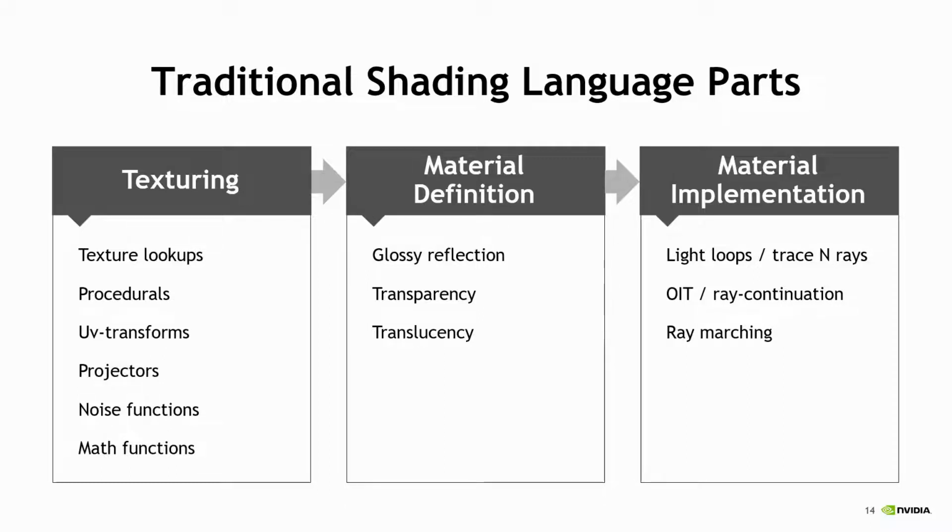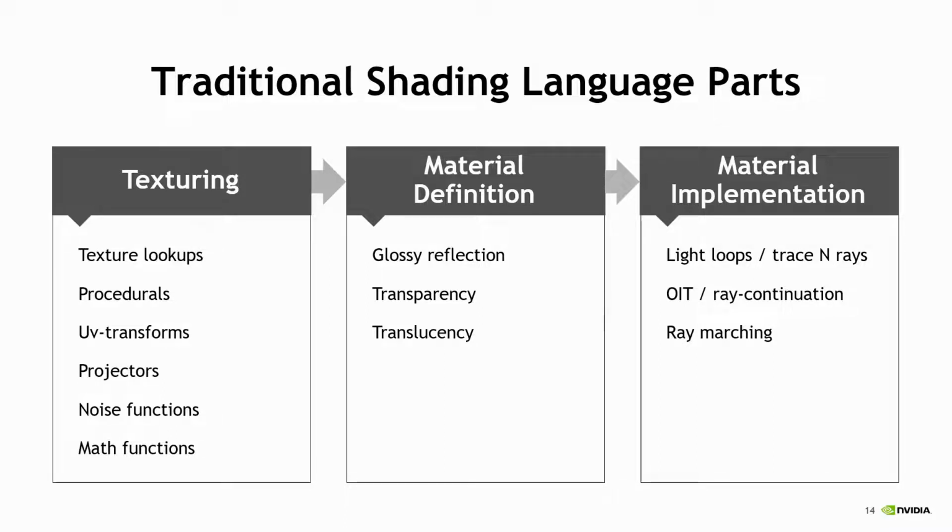Then you have what we call the definition of the material itself. This covers basically the definition of how the light interacts with the surface. The surface might be translucent, it might be transparent, it might reflect glossy, or you might have sheen effects, or it might even emit light itself. And this is all portable, but there's one part that is typically also implemented using the same shading language that's not portable, and that is the evaluation of the actual material, so the material implementation.